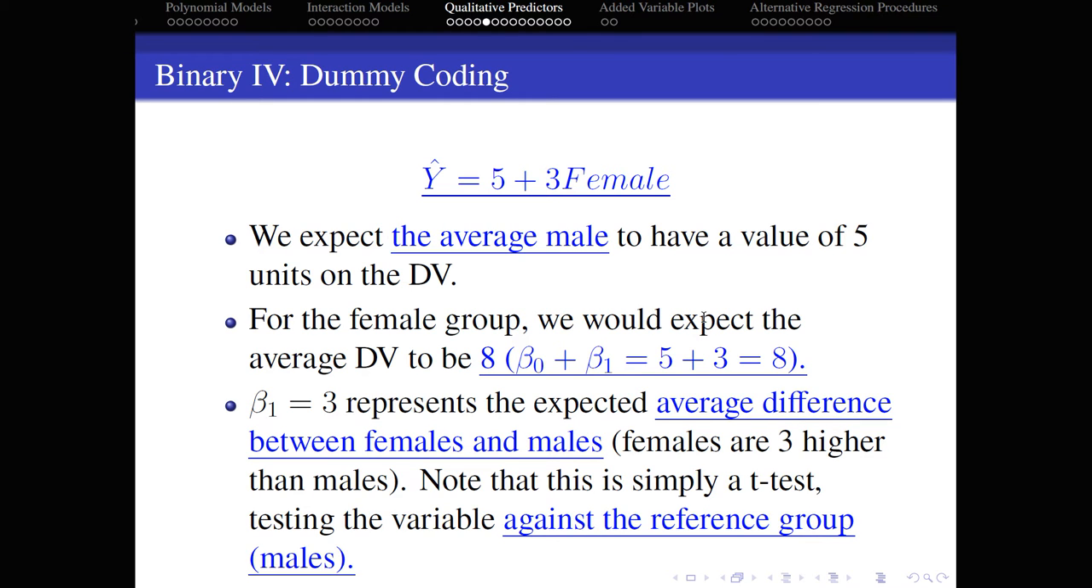And again, the actual coefficient itself, beta 1, represents the difference between males and females. We test this with our normal t-test. As a rule, the t-test of the coded variable tests against whatever the 0 factor is. In this case, 0 is males, and we end up calling males the reference group.